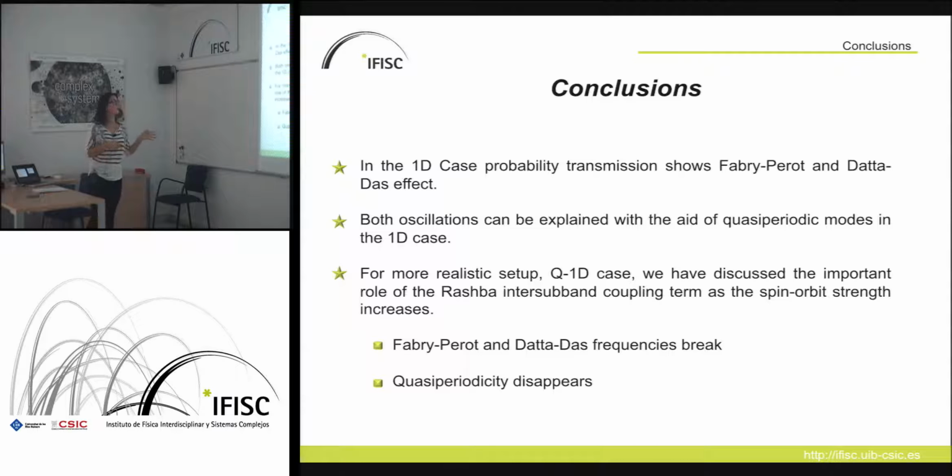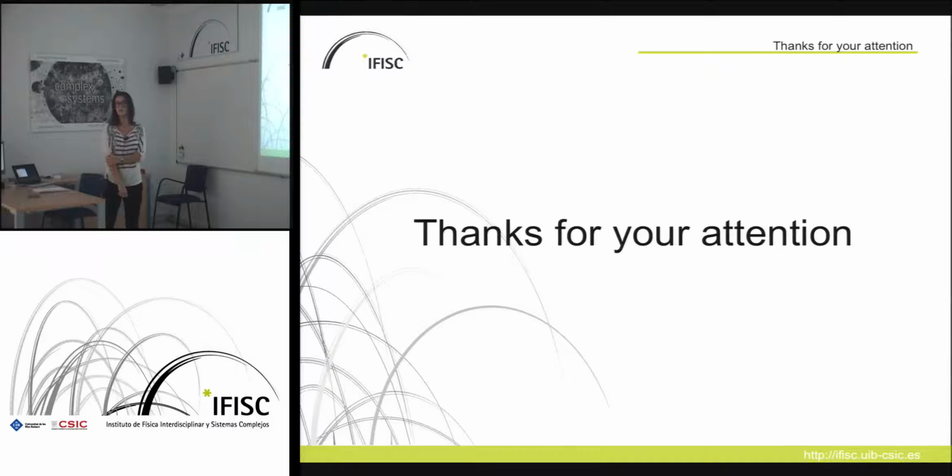And then when we have the quasi-one-dimensional case, in which we take into account the transverse modes, the Fabry-Perot and Datta-Das oscillations break at certain values of alpha 2, and the quasi-periodicity also disappears. And thanks for your attention.